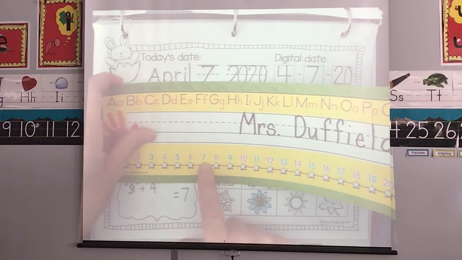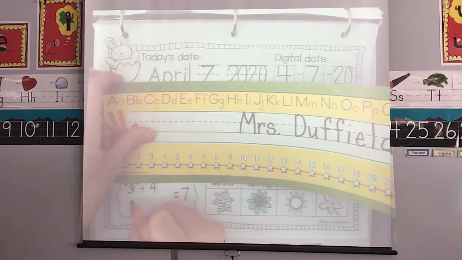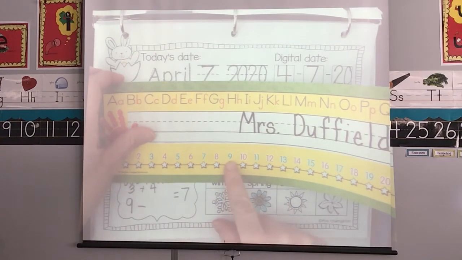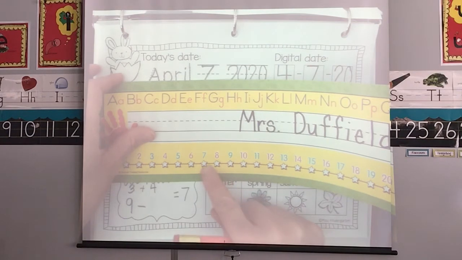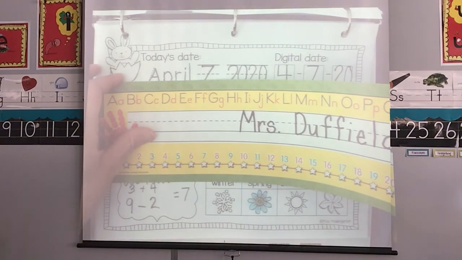So it needs to equal 7. So I'm going to pick 9. Put my finger on 9. I'll write it first. 9 minus, now I have to find out how many do I need to take away to equal 7. So let's start here. Keep your finger on the 9 and count down. 1, 2. So 9 minus 2 equals 7.